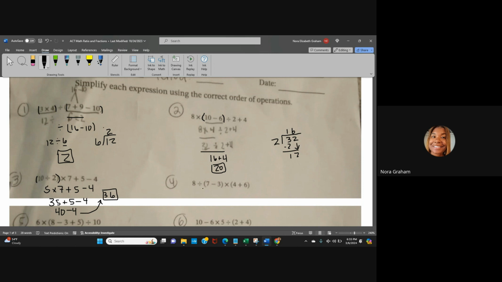8 divided by, start parentheses, 7 minus 3, end parentheses, times, start parentheses, 4 plus 6, end parentheses. Again, we're just going to bring along for the ride the 8 and the division sign. But again, the first thing we deal with is our grouping symbols, or our parentheses. 7 minus 3, that's going to give me 4. My grouping symbols go away because there's nothing else to solve in there. I just have one single number inside of my grouping symbols now, so I could take them away.